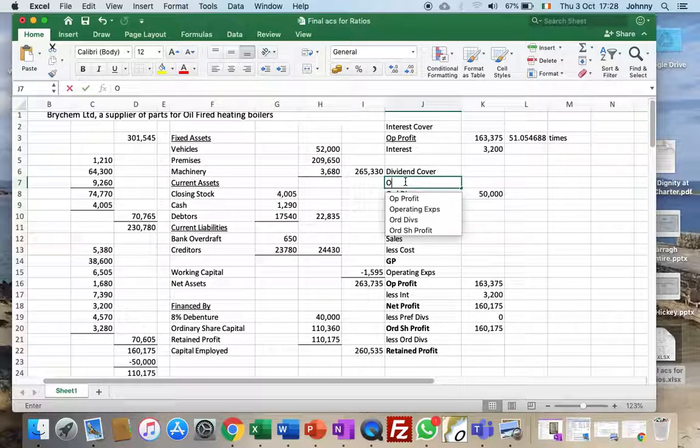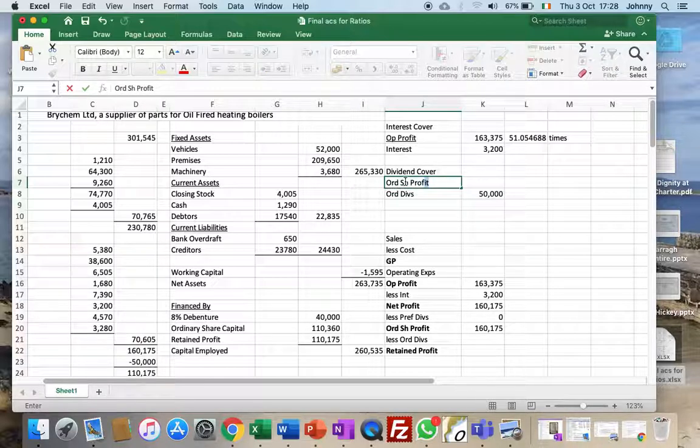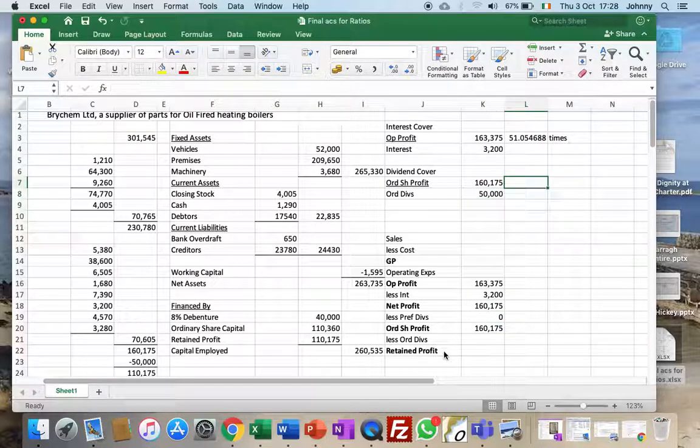So I'm just going to list that. I know in the book it may say something different. I think in the book it says net profit less preference dividends, but I call it the ordinary share profit. This is the profit that belongs to the ordinary shareholders, some of which is going to be given to them in dividends, and the rest is going to be retained, which is saving the money in the business, and that's a good idea long term. In this case, the ordinary share profit is 160,175. When we do the maths, we find that we're earning 3 times the profit to cover our dividends.